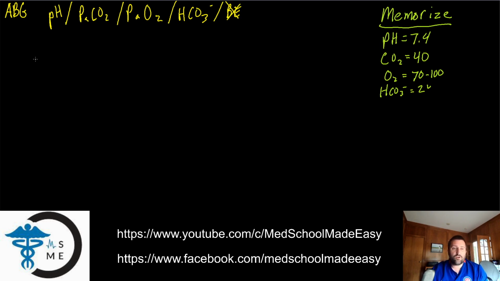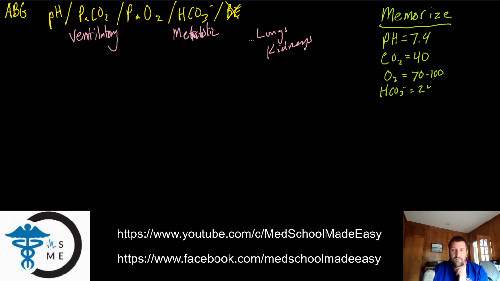Okay, so there are two different components to a blood gas. You have a ventilatory and a metabolic component. Obviously, ventilatory relates to your lungs, and the metabolic component is going to relate to your kidneys. So there are two organ systems, your lungs and kidneys, that are involved in blood gas management in the body and altering your pH. So here's how those are connected.